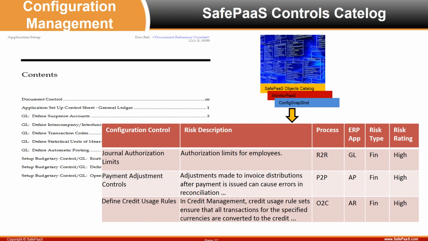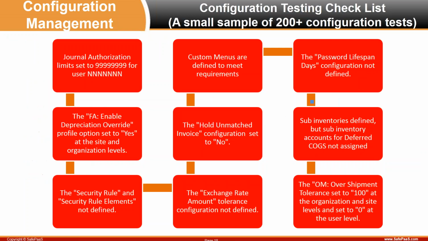So what we do, to summarize, is we take these objects, we make them available to ConfigSnap, and ConfigSnap then actually does the testing that my colleague will show you in a minute.